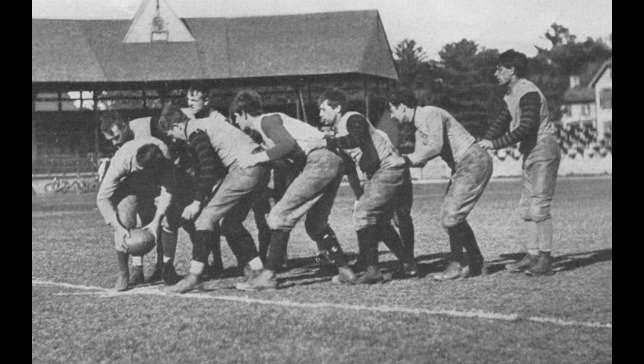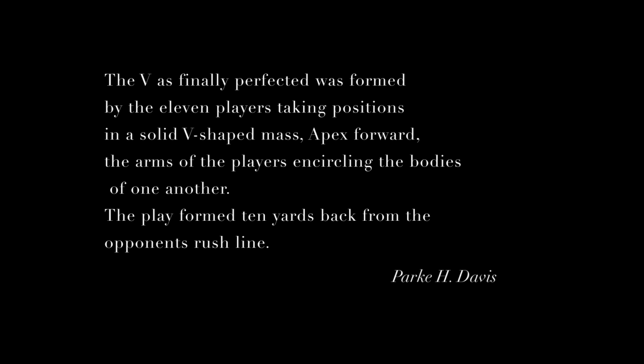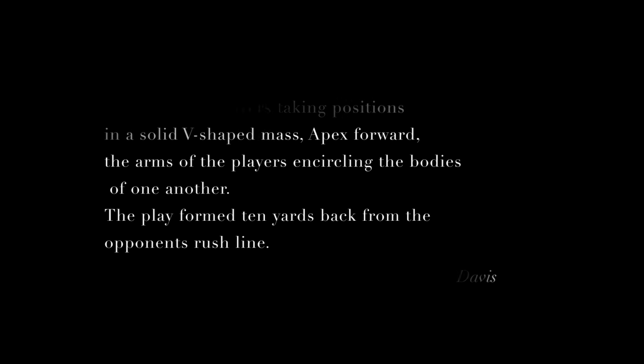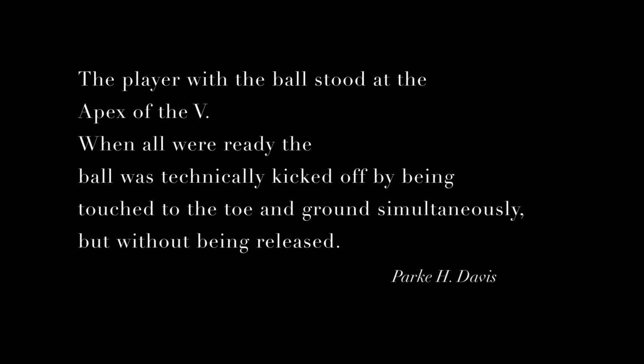Park Davis, a historian, describes it like this. The V, as finally perfected, was formed by the 11 players taking positions in a solid V-shaped mass, apex forward, the arms of the players encircling the bodies of one another. The play formed 10 yards back from the opponent's rush line, in other words, the line of scrimmage. The player with the ball stood at the apex of the V. When all were ready, the ball was technically kicked off by being touched to the toe and ground simultaneously but without being released.